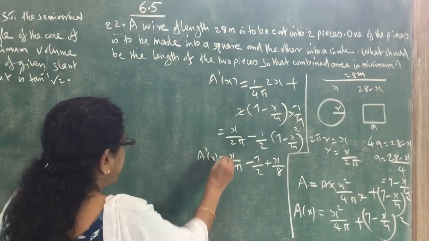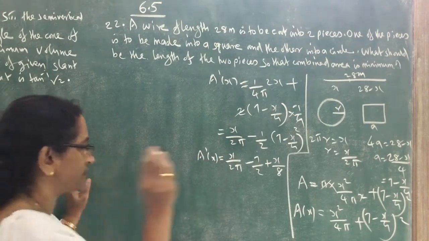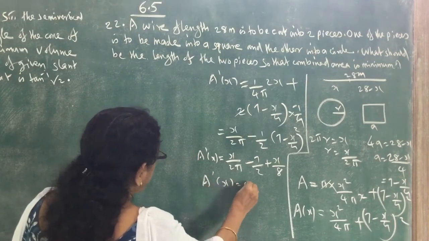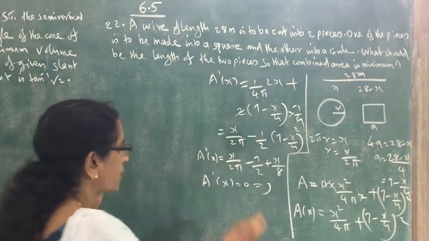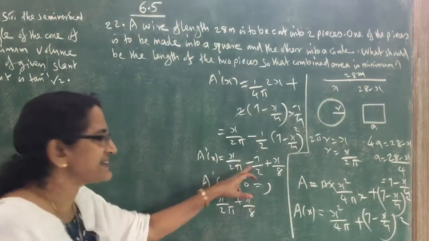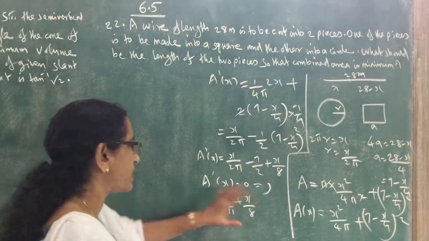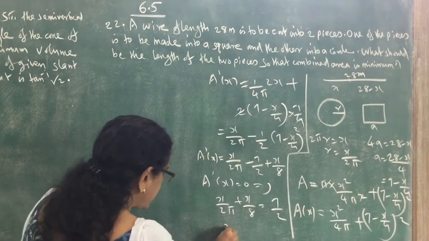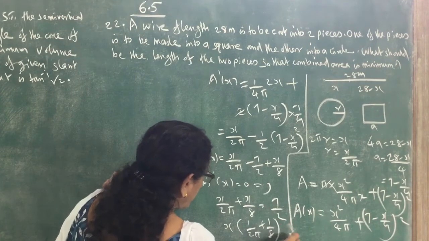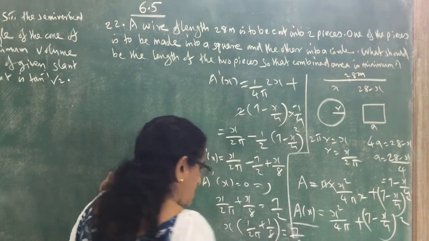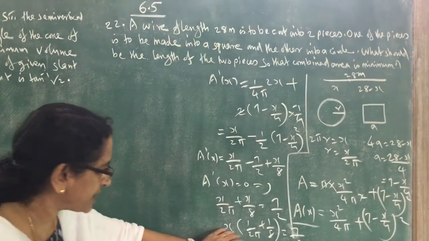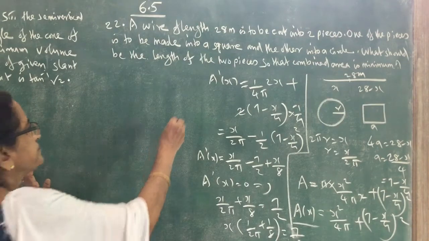Now we can write A dash x equal to 0, which implies we can find x. So A dash x equal to 0 implies x by 2 pi plus x by 8 minus 7 by 2 equal to 0. That means this is equal to 7 by 2. So x into 1 by 2 pi plus 1 by 8 equal to 7 by 2. Now we can find x from that.